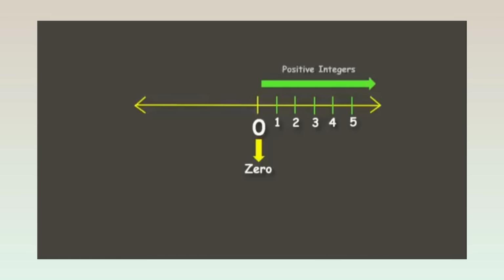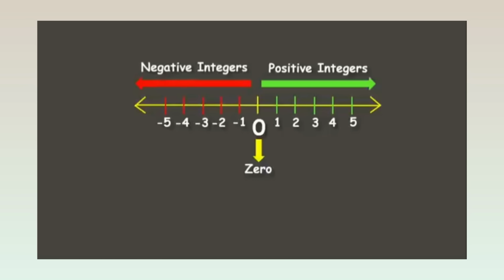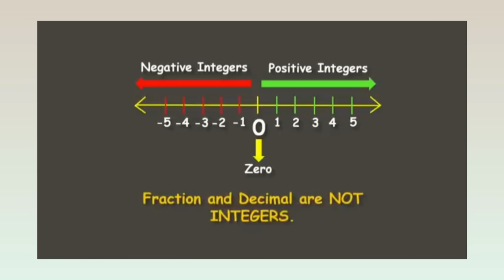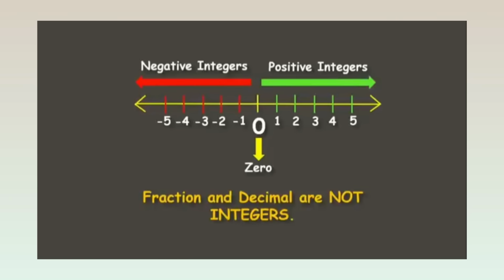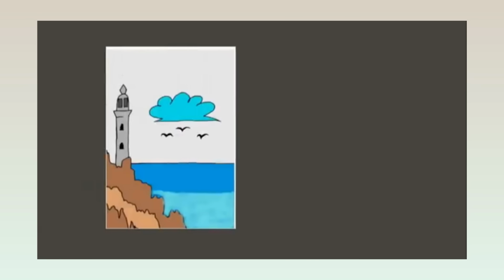Let's see what we are drawing. Here, it's a number line. It's a line. We have a 0 in the center. And what's next? If we see on the right hand side, we have numbers 1 2 3 4 5, which we call positive integers, positive numbers. And if we see on the left hand side, marked with red color, we see -1 -2 -3. They are called negative integers. Fractions and decimals are not integers. We consider only the whole numbers including negative numbers as integers.